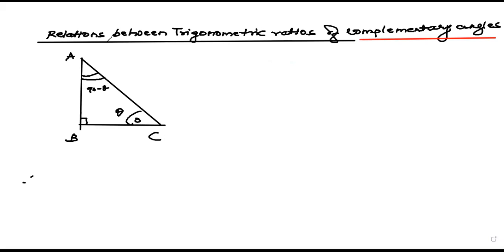Now I want to teach you the relation between trigonometric ratios of complementary angles. If you find sine theta, sine theta is opposite side upon hypotenuse, AB upon AC. Opposite side of theta is AB, AC is the hypotenuse. Now I find cos of 90 minus theta, the cos of the angle at A. It is adjacent side upon hypotenuse. Angle A is contained by side AB and side AC. AC is the hypotenuse, so AB is the adjacent side. So it should be AB upon AC.